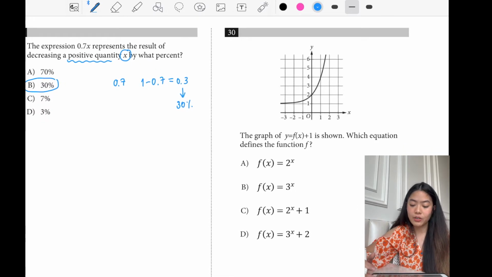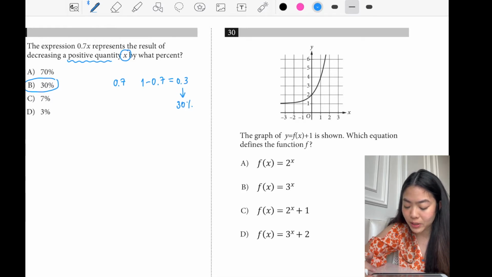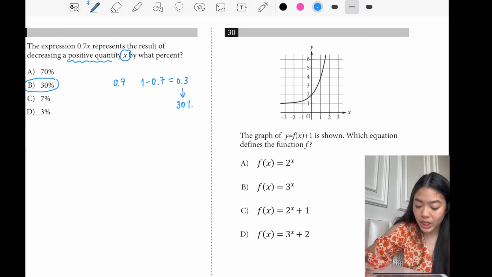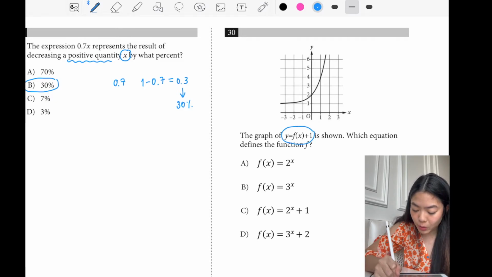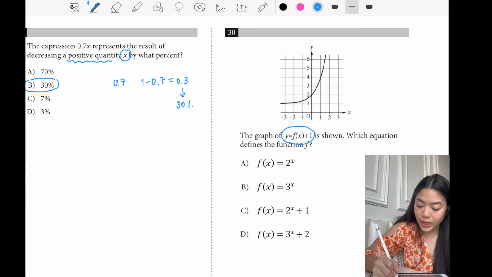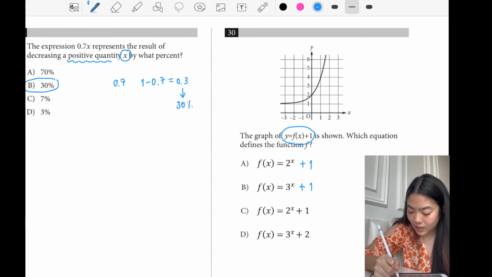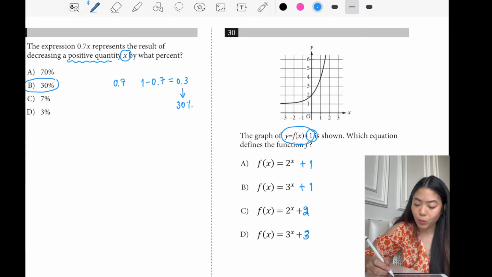30. The graph of y equals f(x) plus 1 is shown. Which equation defines the function f? Okay, so from here, we want to subtract the plus 1. So before this, the graph should look like this, okay?